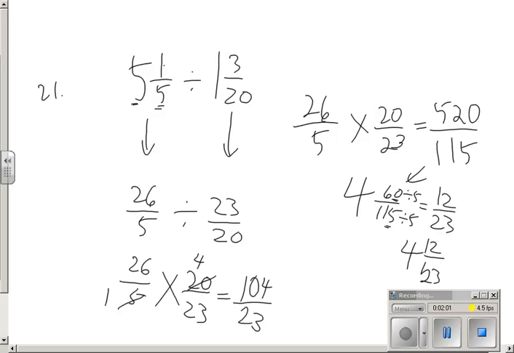I bet you that's a choice. Yes, it is. It's A. A is your answer. Now going back over here, I could also reduce it. How many 23s? It's going to be 4 and so on. Ultimately, I'm going to get the same answer. Okay, good.